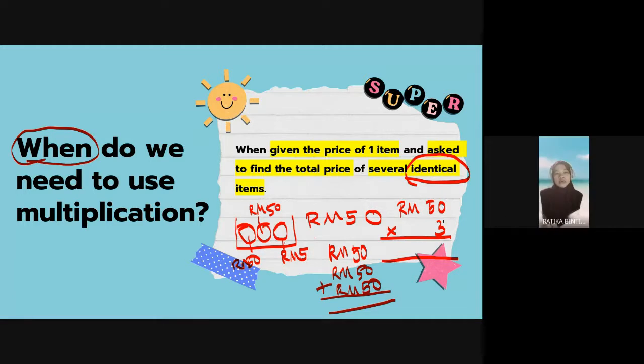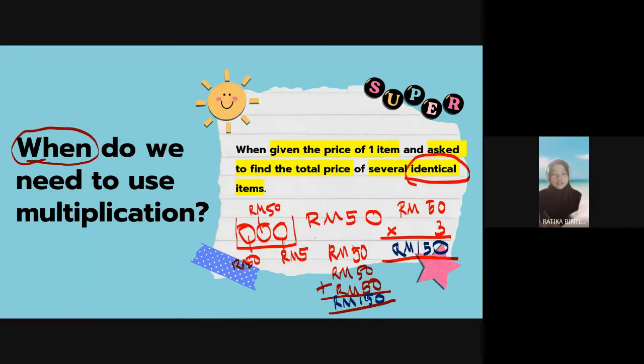150. Okay, 0 times 3 is 0. 5 times 3 is 15. So, the answer is 150. If you do repeated addition, the answer will also be the same. 0 plus 0 plus 0 is 0. Okay, 5 plus 5 plus 5 plus 5 is 15. So the answer is 150.